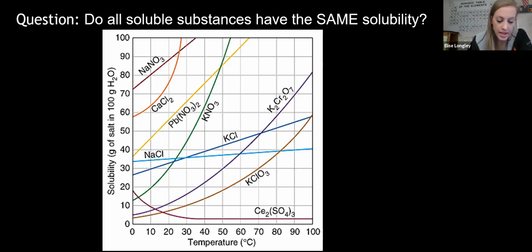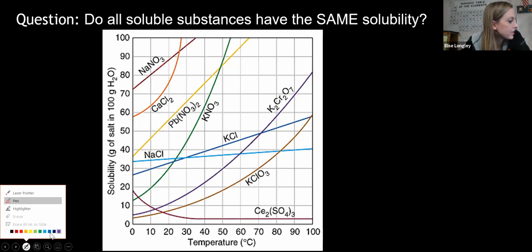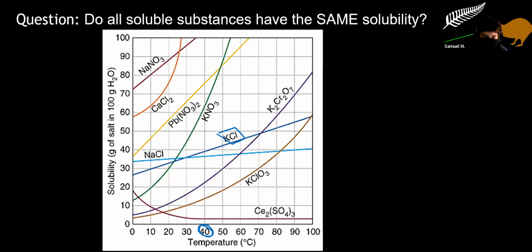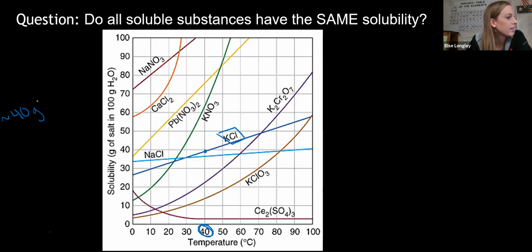So to read this, I'm going to give you guys a couple examples and I'm going to ask you some questions. So Bob, you're up first. We're going to look at potassium chloride. So we're going to look at this line right here. Okay. What is the solubility of potassium chloride at 40 degrees Celsius? Would it be about 40 grams per 100 grams of water? Yes. So it'd be about 40 grams of KCl for every 100 grams of water.